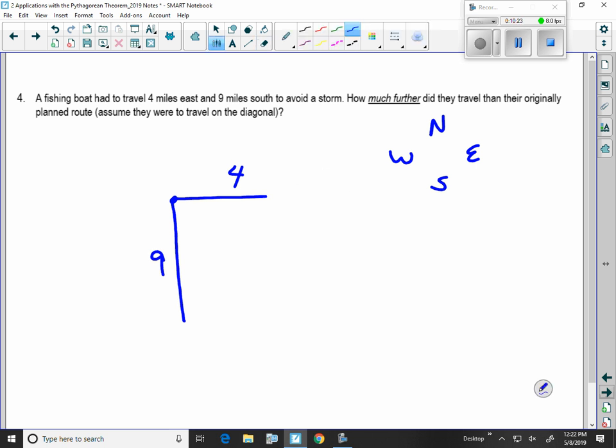Okay. How much further did they travel than their originally planned route? Assume they were going to travel the diagonal. So they were going to travel here, but they ended up doing the 4 and the 9. Before we do this, 4 plus 9 is 13. So they actually traveled 13 miles. Solve for how many miles the shortcut is. Okay, the X. Go ahead and solve for that.